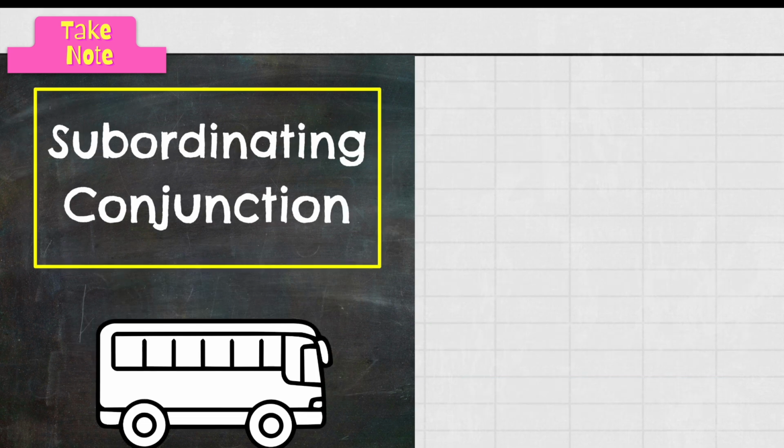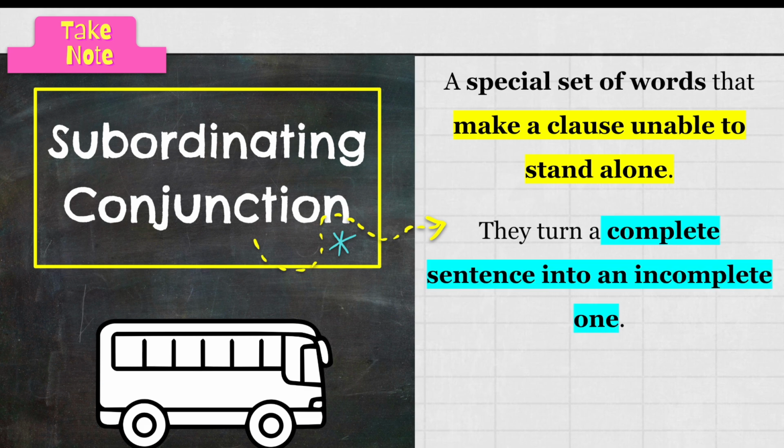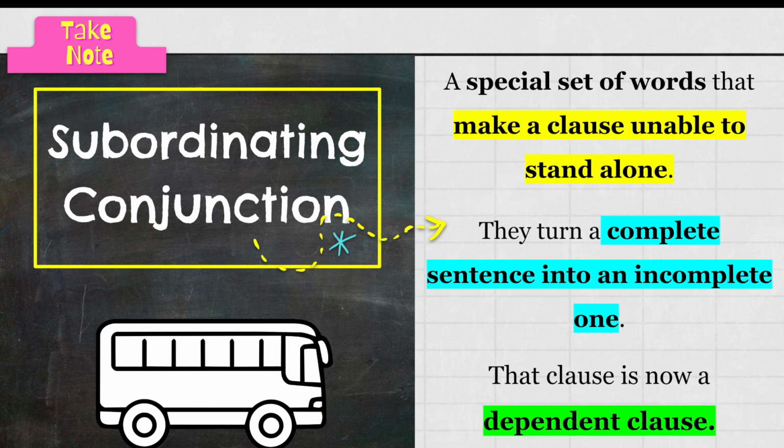So subordinating conjunction, that's one of the new words that we're going to be talking about with complex sentences. A subordinating conjunction is a special set of words that makes a clause unable to stand alone. They turn a complete sentence into an incomplete one. That's a little rude, right? They have some power there. They can take that complete sentence and make it incomplete. So the clause is now a dependent clause. So when we put a subordinating conjunction on an independent clause, now we have a dependent clause.